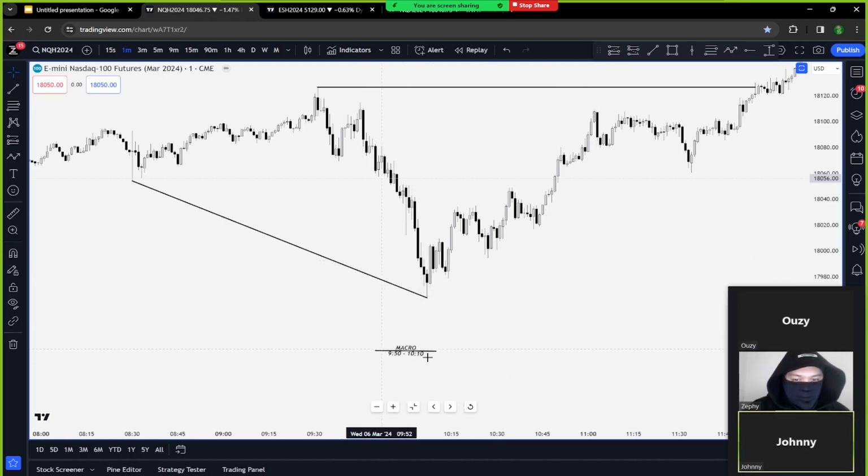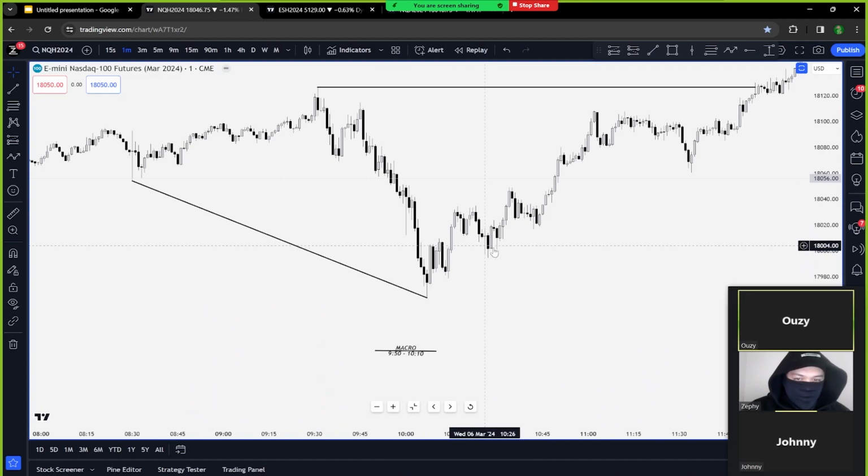What else can you do within a macro? Well, breakers form in macros. Like in my opinion, if I was trading unicorns, I would look for unicorns inside of a macro or a little bit even after it, and then it taps it and goes.